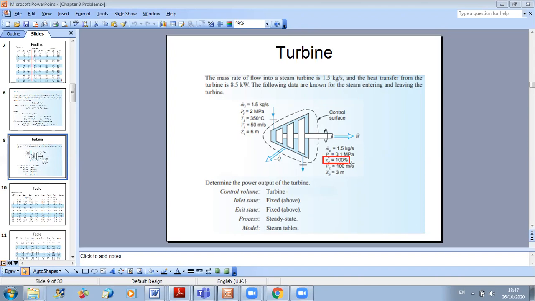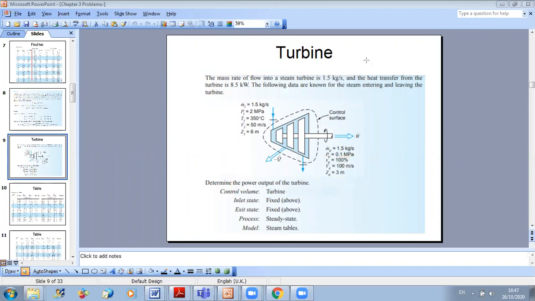Okay. Now we want to find, what is the question? The power output. We want to find the power output of the turbine. In order to do this, we will write the energy equation, the first law of thermodynamics. But here, pay attention to something.